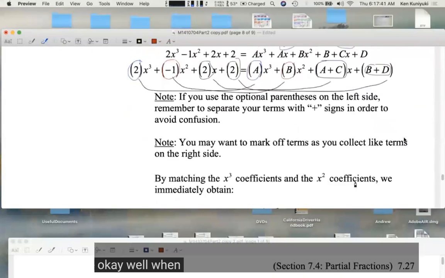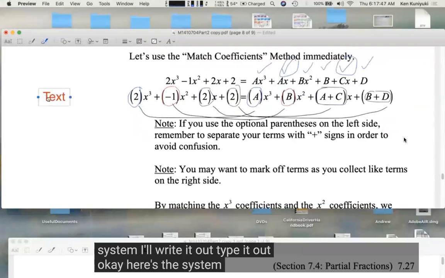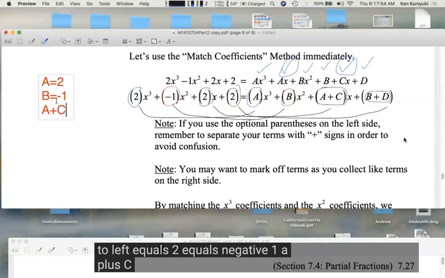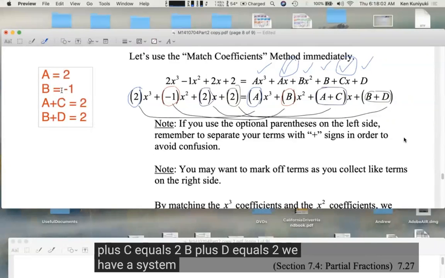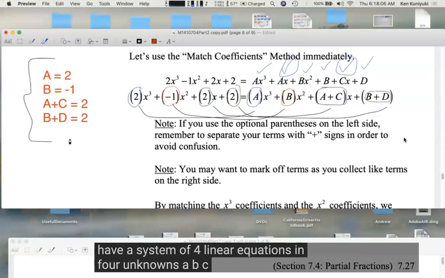Oh, okay, well, when you do that, we get a system. I'll write it out. Okay, here's a system. If you go right to left, A equals 2, B equals -1, A plus C equals 2, B plus D equals 2. We have a system of 4 linear equations and 4 unknowns, A, B, C, and D.